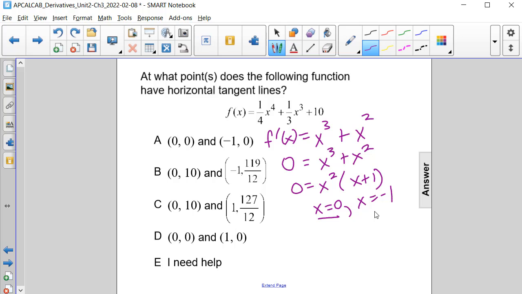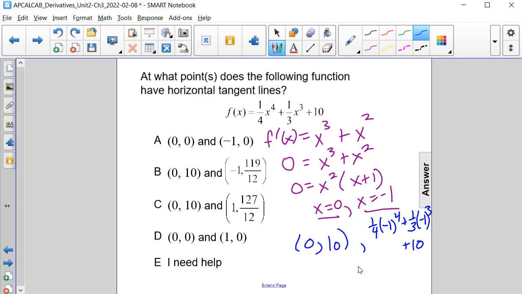Okay, so we found our x values for these points. Now we have to substitute these values back in to determine the corresponding y-coordinate. So we have 0. If we substitute 0 in for x, we get 0 plus 0 plus 10, which is 10. And then if we substitute -1 in there, we'll have 1/4 times -1 to the fourth plus 1/3 times -1 to the third plus 10.